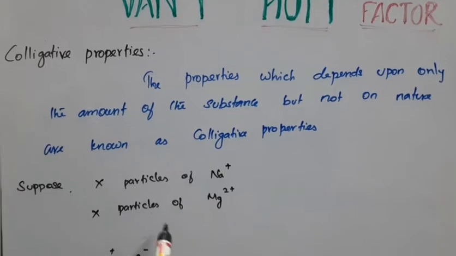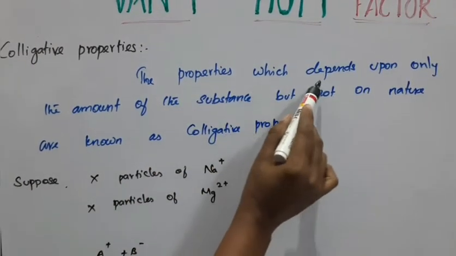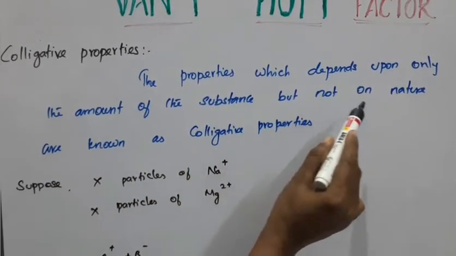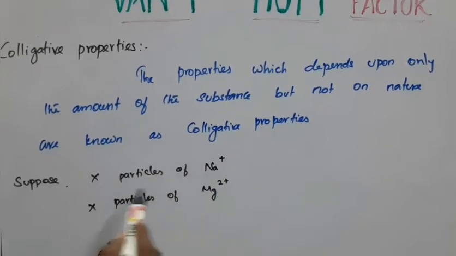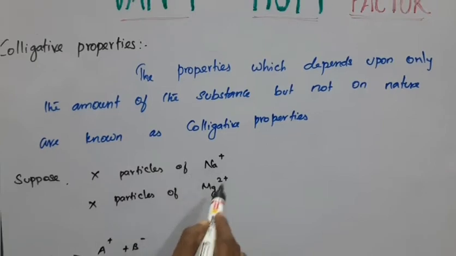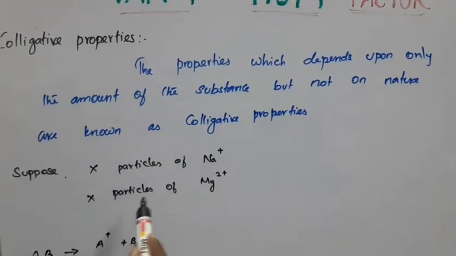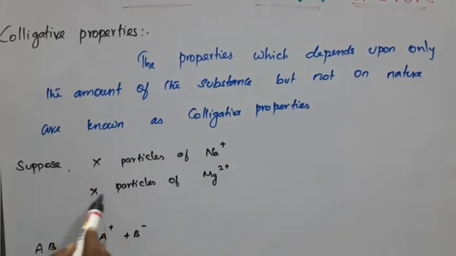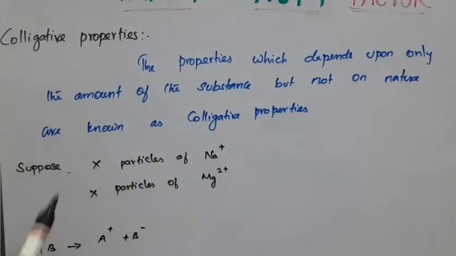Both have the same properties. See here, the properties which depend only upon the amount of the substance but not on its nature are called colligative properties. Only amount of substance, not nature. So if the particles change, colligative properties also change. If the particles are the same, colligative properties are also the same.